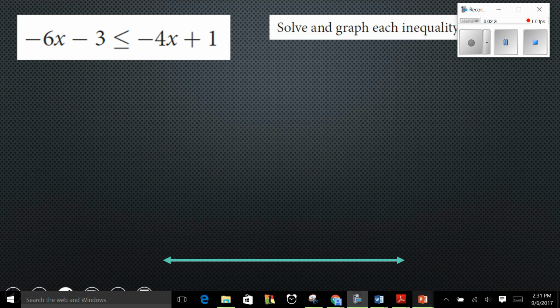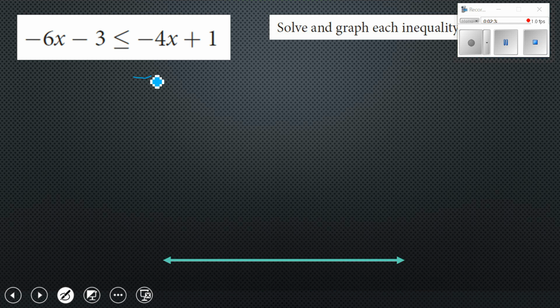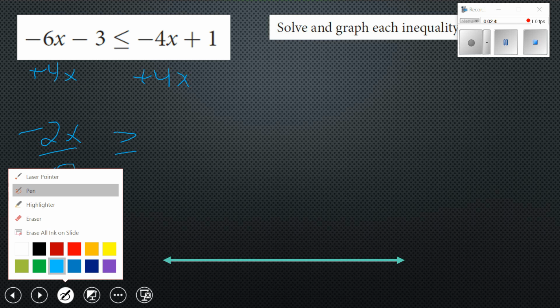Second example, same idea, a little more complicated inequality here. Now we can always avoid having to divide by a negative if we think through it correctly. So in this case, I could add 4x to both sides, but what I'll end up with is a negative 2x over here. And then I'll have to flip the inequality at the very end again when I divide by negative 2. So let's avoid all that just as a shortcut.